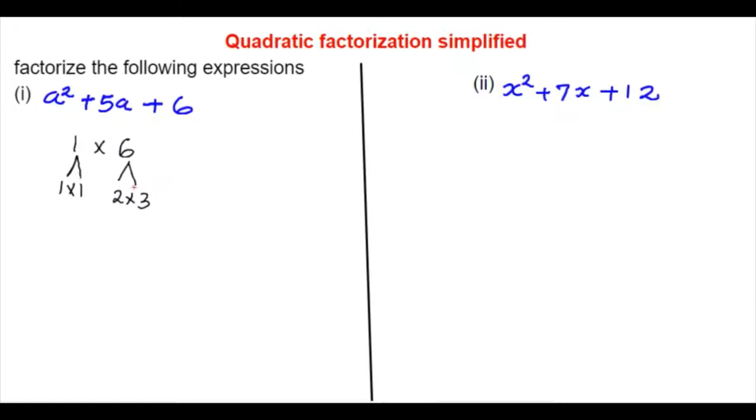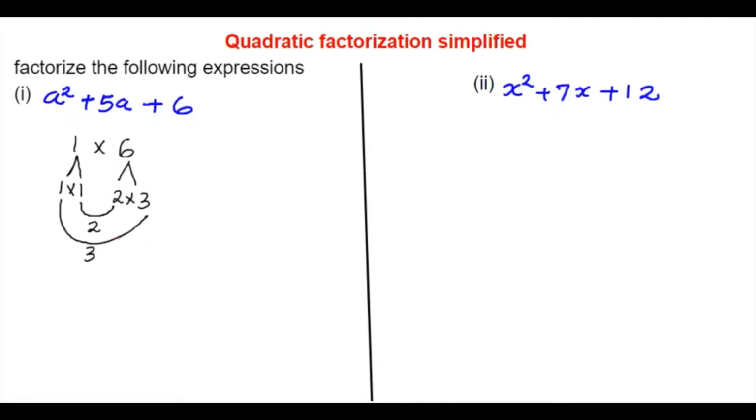The numbers that I'm picking should be such that they are very close to each other. So 2 is closer to 3 compared to 1 and 6. Then to find my numbers, I'll group them in this manner. So 1 times 2 will give me 2. Then 1 times 3 will give me 3. So my two numbers therefore are 2 and 3.